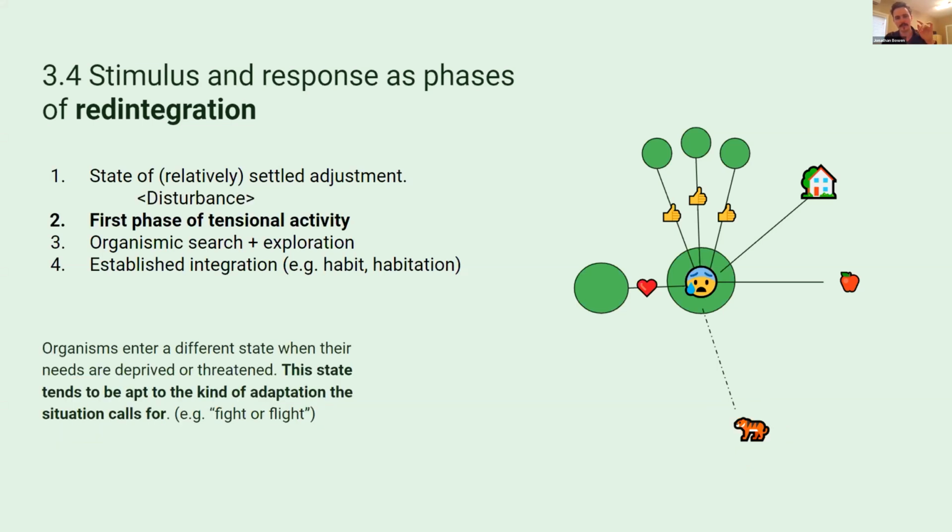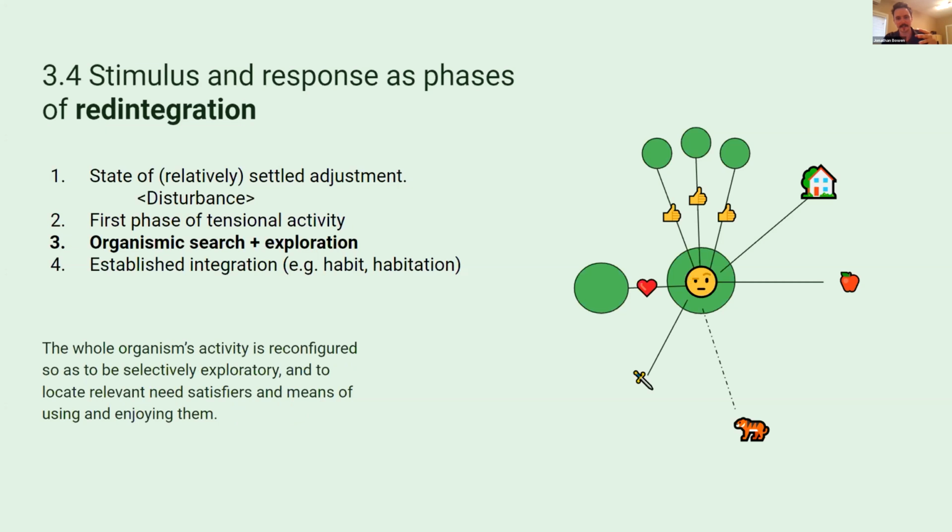Then the organism enters what Dewey calls the first phase of tensional activity. The organism is not going to be doing the same things it was doing before it came into contact with this change, which it needs to integrate its activities with respect to. And the state that the organism is put in, we would expect to see converge on being something apt to the kind of adaptation that needs to be formed to the threat or to the opportunity or to the change.